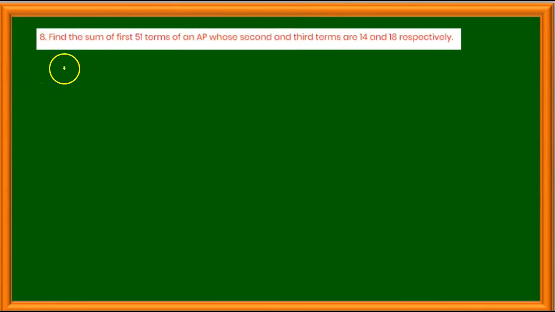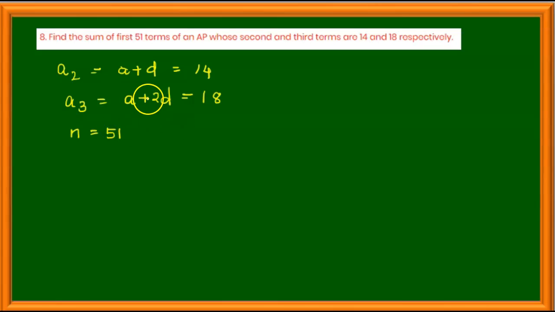So we can write A2. A2 means we know that it's a plus d, which is equal to 14, as given here. And another one, the third term, A3, is a plus 2d, which is also given here as 18. Now from these two we can calculate a and d, and n is also given. n is 51.